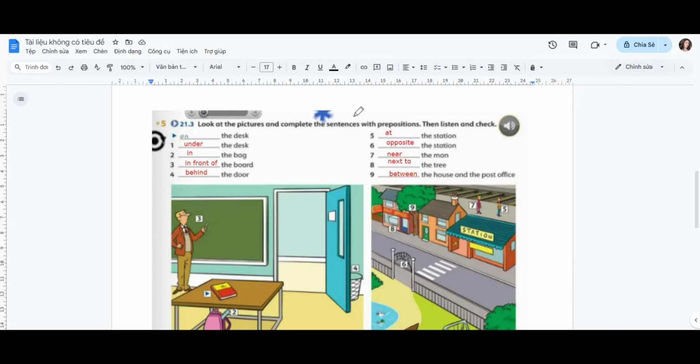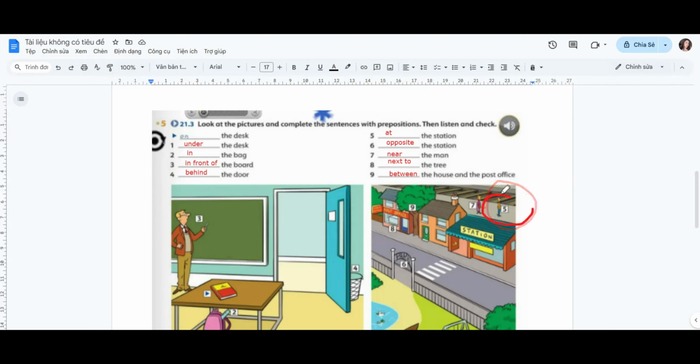All right, so these are the answers for exercise 5. So number 1, where is the bag? Yes, it's under the desk. Number 2, where is the ruler? It's in the bag. Number 3, where is the teacher? In front of the board. Number 4, where is the trash can? It's behind the door. Number 5, where is the man?